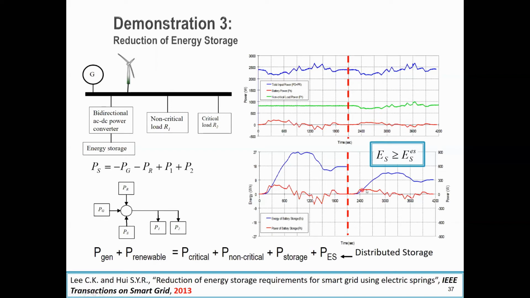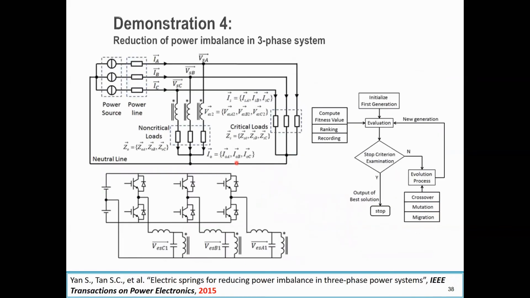Okay, so if we do the integration again to obtain the energy profile, you can see in this example, the energy storage capacity of the battery can be reduced by half. Okay, so it means that we may still need to use the energy storage in our system, but with the use of electric spring, the storage capacity can be significantly reduced.